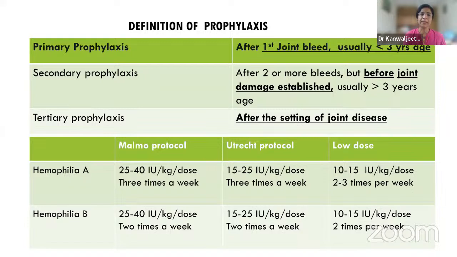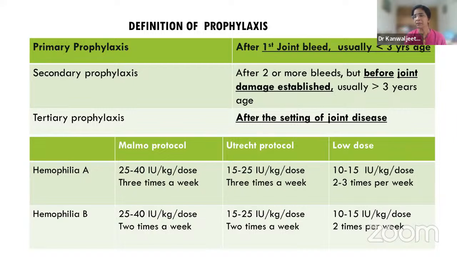So, how intense can the prophylaxis be for both hemophilia A and B? We have 3 options. Either we use low dose prophylaxis, intermediate dose prophylaxis, or high dose prophylaxis. In low dose prophylaxis, we use a lower dose and less frequent administration, like 2 to 3 times per week for factor VIII and 10 to 15 units per kg per dose 2 times a week for hemophilia B, as it has a longer half-life.